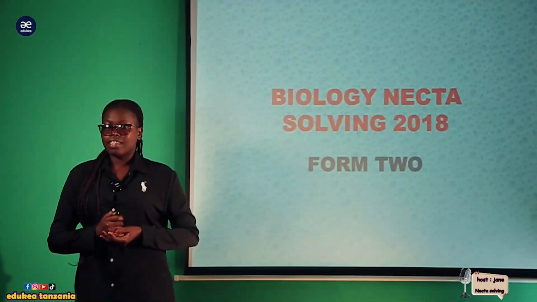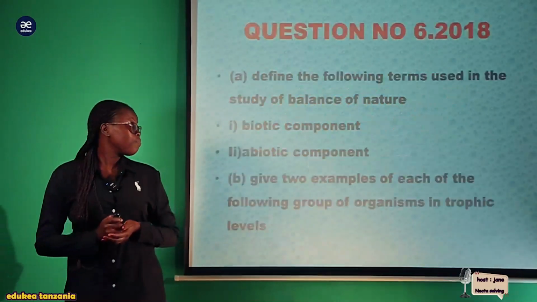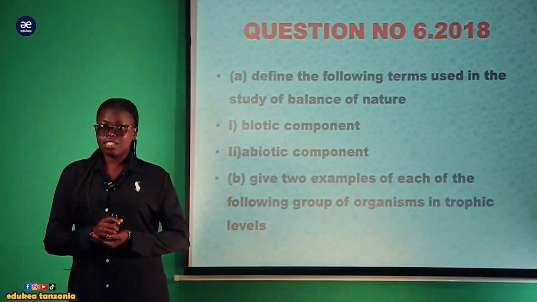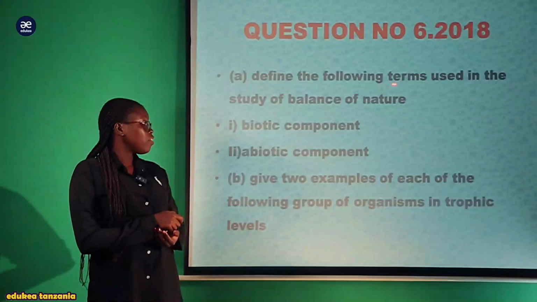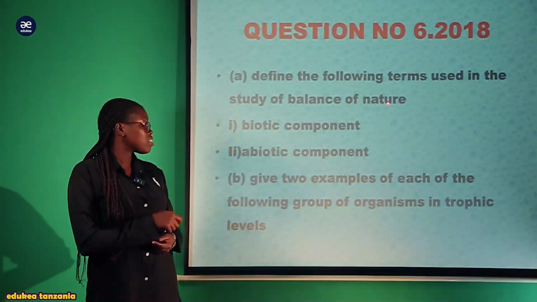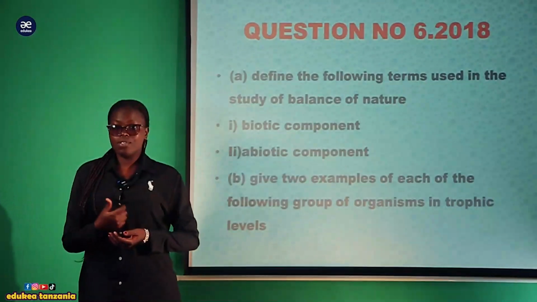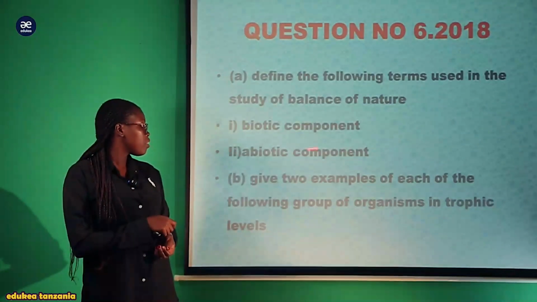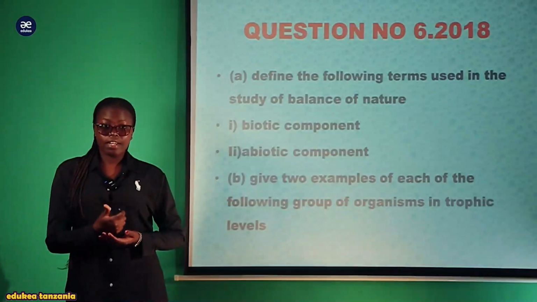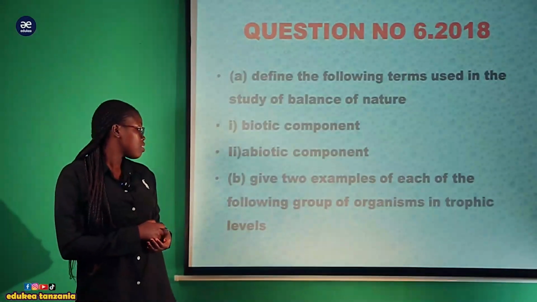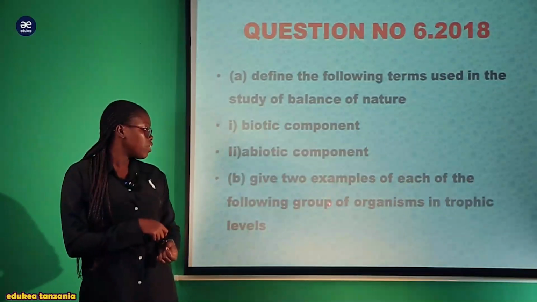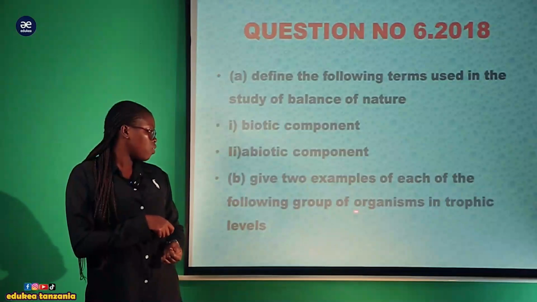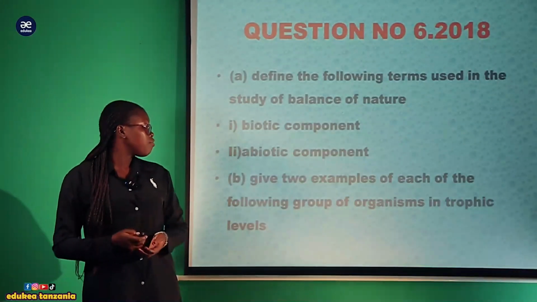Necta question for the year 2018. Our question today is question number 6 for the year 2018, and the question stated: define the following terms used in the study of balance of nature. Roman 1, biotic components; Roman 2, abiotic components. And Roman B, give two examples of each of the following groups of organisms in trophic levels.